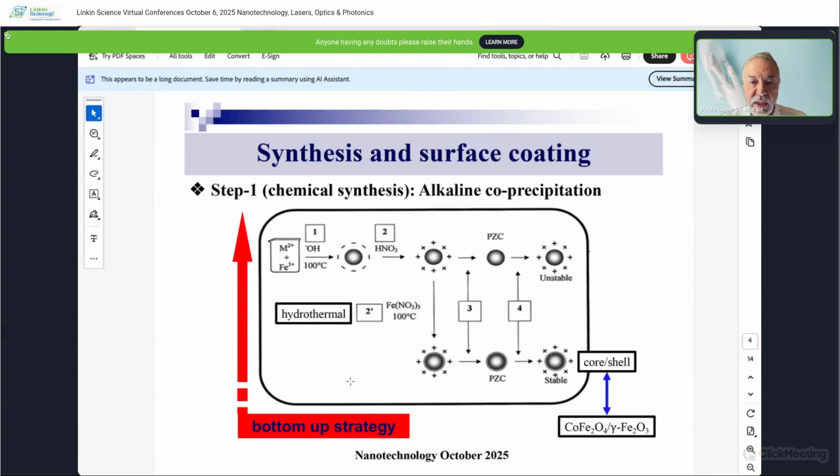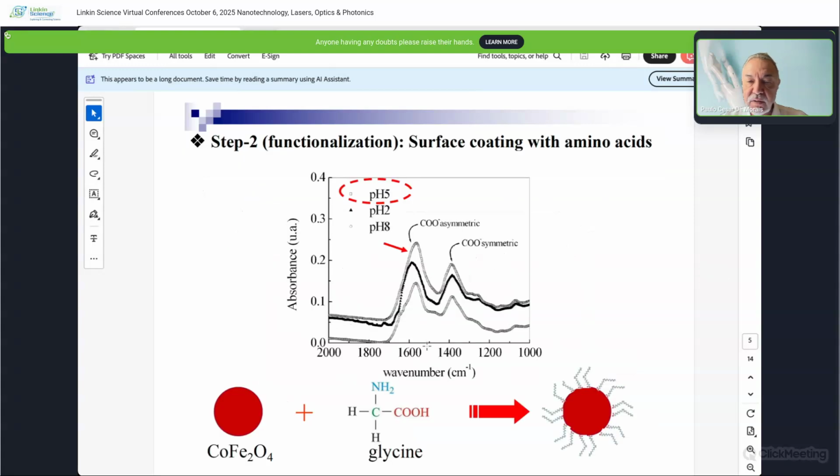So once it is fabricated, we can go to the second step, which is the surface functionalization of the as-precipitated cobalt ferrite. Actually, to find out the best condition for surface functionalization, you should explore the surface functionalization at different pH. So the plot on the upper side exactly shows this. So it shows that surface functionalization with a carboxylic acid group.